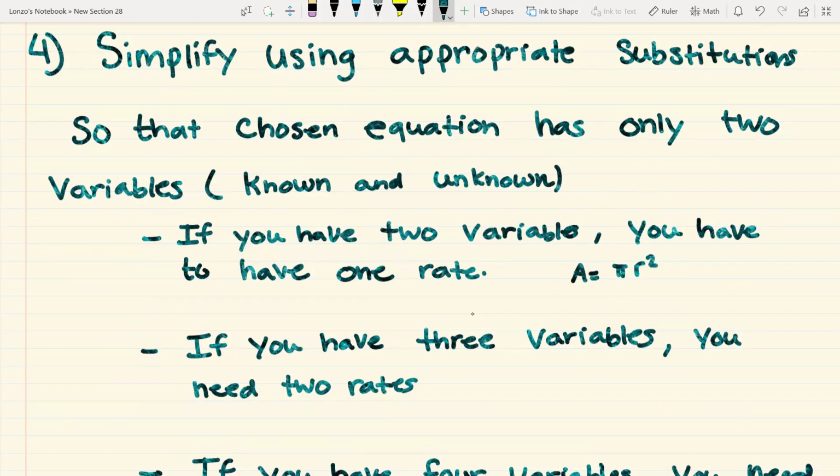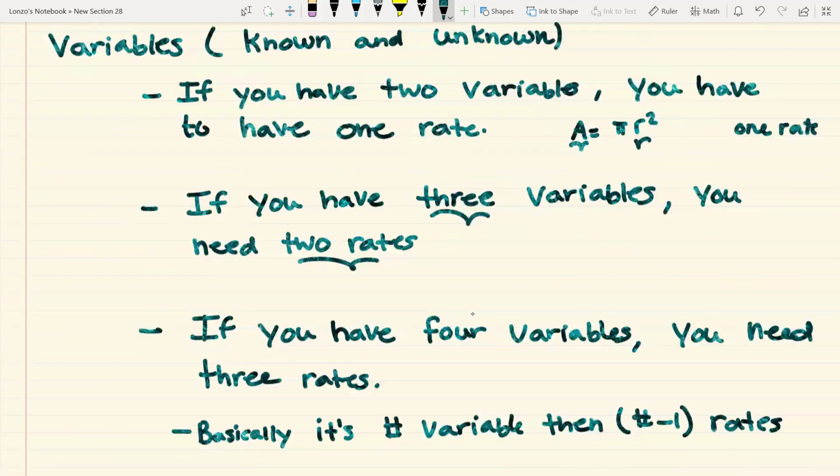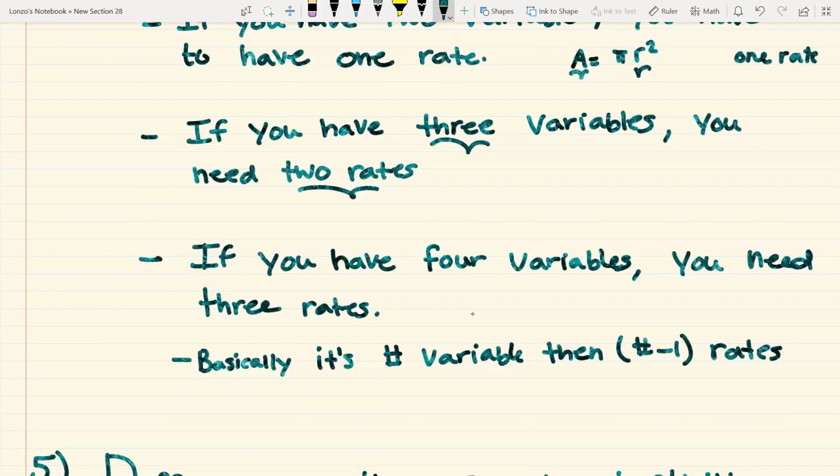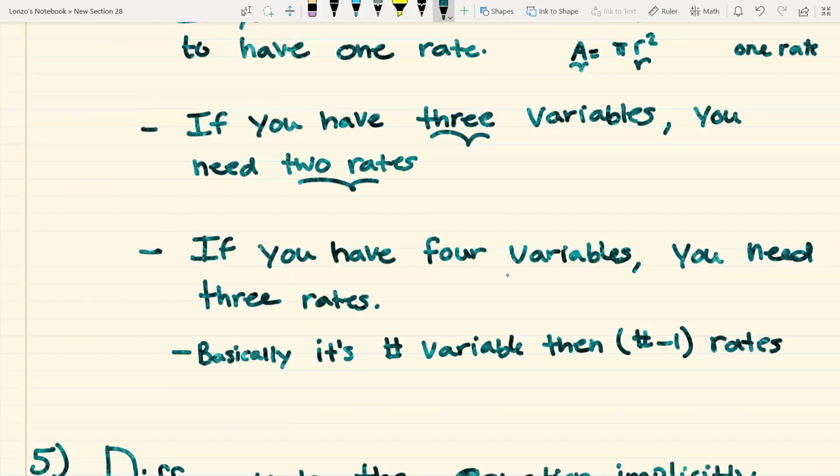You'll have 2 variables. The area is a variable, the r is a variable. So you have 2 variables, that means you're going to have 1 rate. If you have 3 variables, you're going to have 2 rates. If you have 4 variables, you're going to have 3 rates, etc. So it's the number of variables minus 1 that gives you your rates. If you have 2 variables, 2 minus 1 is 1, that means you have 1 rate. If you have 3 variables, 3 minus 1 gives you 2 rates. Okay, so that's how it works.